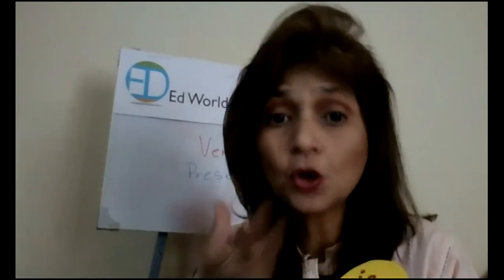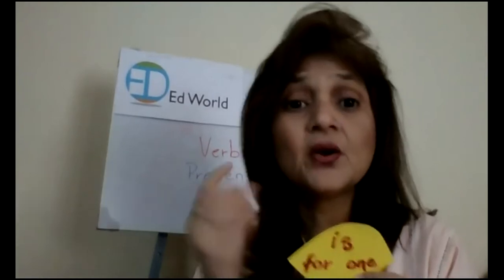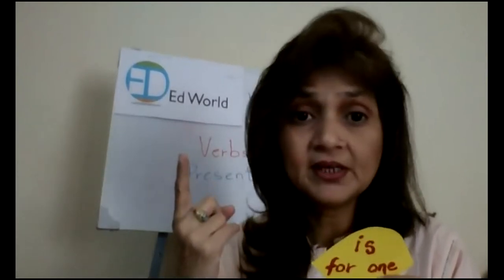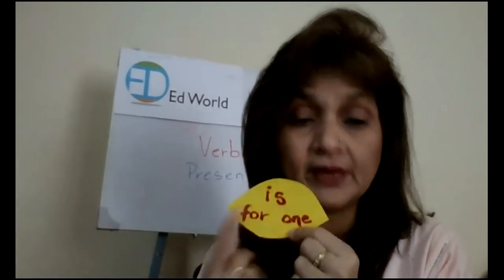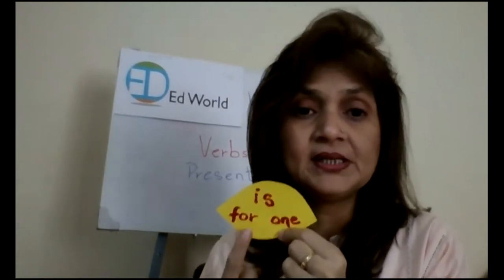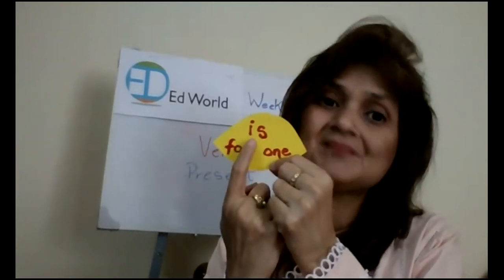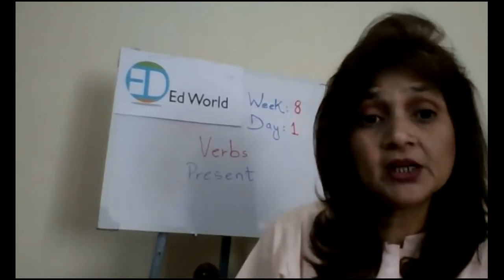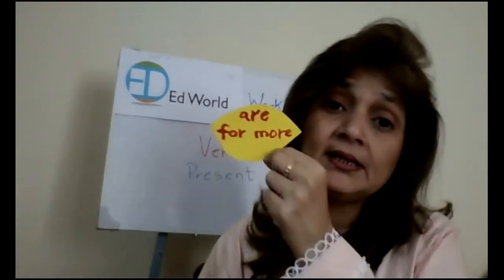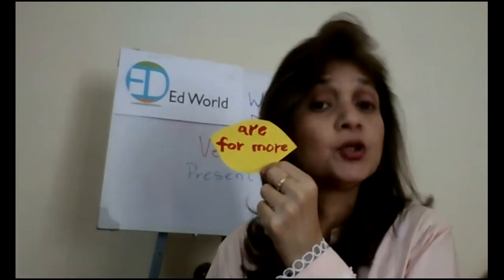Teacher is talking. Teacher is writing. Teacher is only one, so we are using the verb "is". Or you can say Alia is reading. So when we are talking about one person, that is singular, we will use the word "is". But when we are talking about more than one, then we are going to use "are", correct? When we are talking about more than one, we'll be using "are".